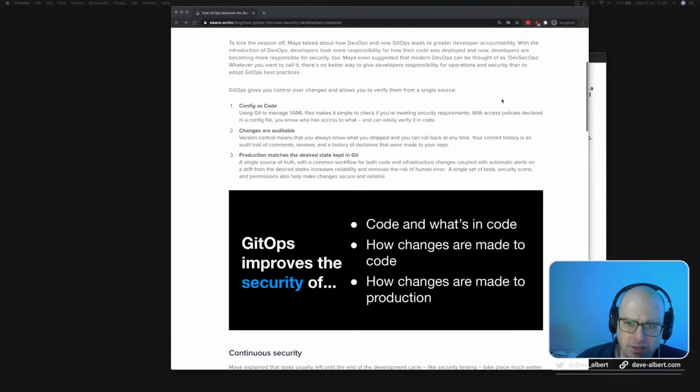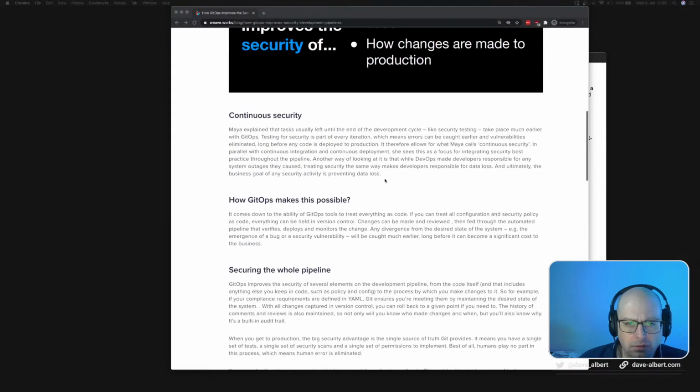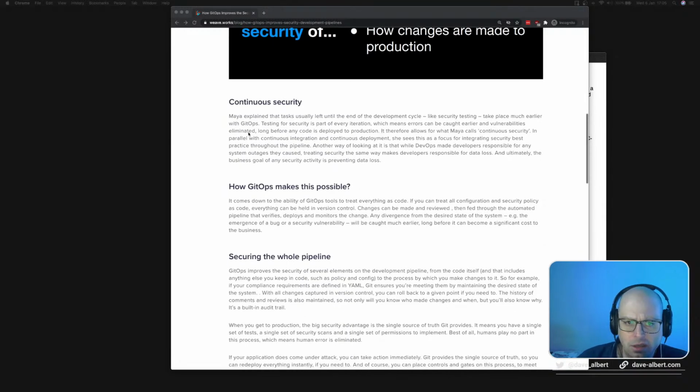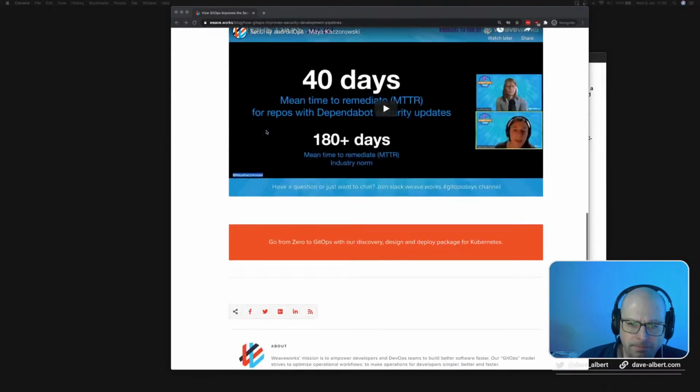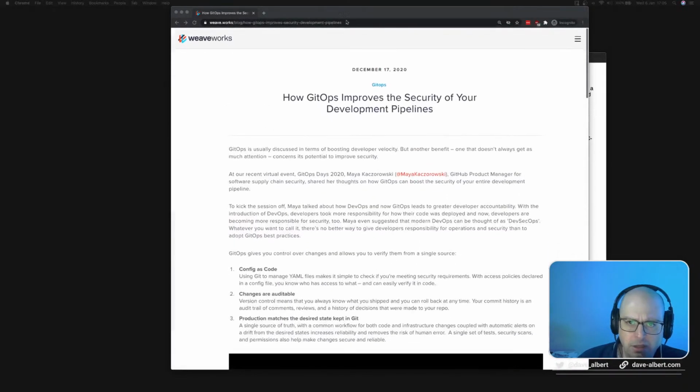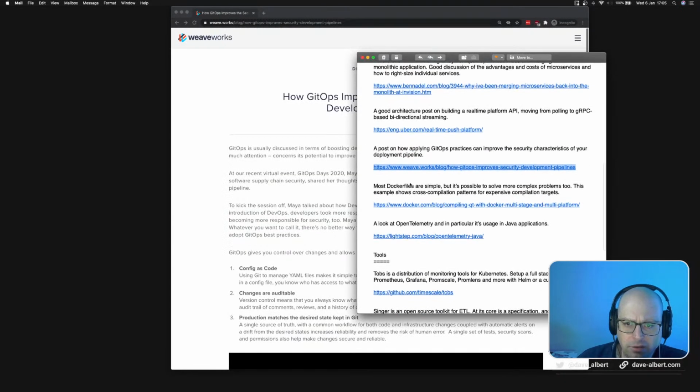Production meshes, desired state kept in Git. Yes, that is good. Continuous security testing. Okay. Yeah, there wasn't a ton of detail in there to look through, but let's see. Most Docker files are simple, but it's possible to solve more complex problems too. Cross compilation patterns for expensive compilation targets. Oh, let's have a look at this.